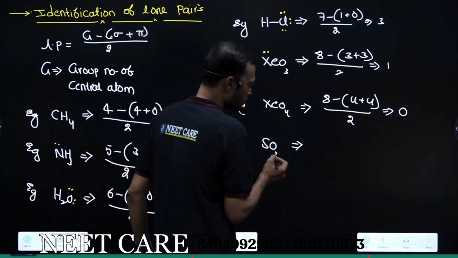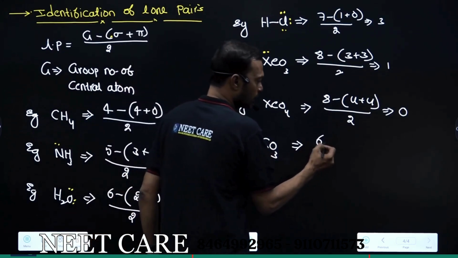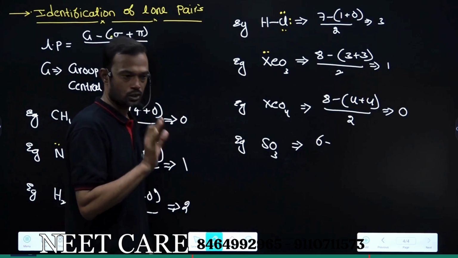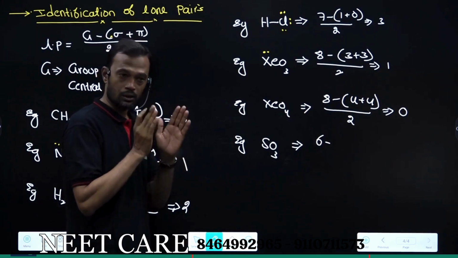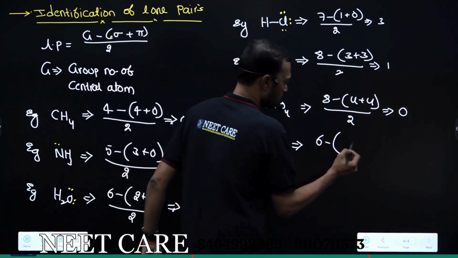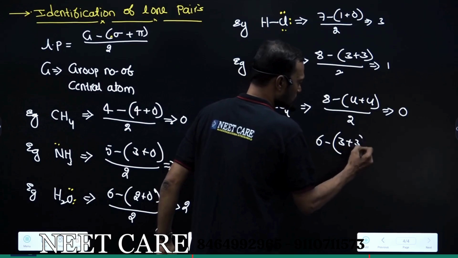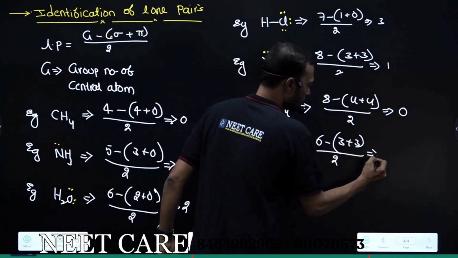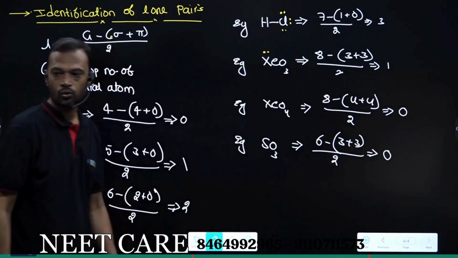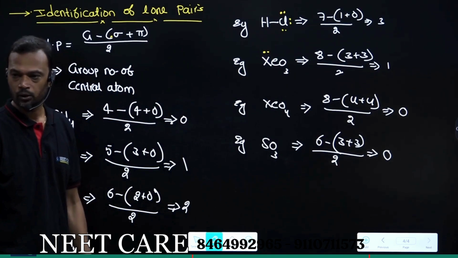Sulfur belongs to which group? 6th group element. Write down this. If you don't know this one, you will face more problems. So try to practice the corresponding group number. Group number is most important. Then how many sigma bonds are present? 3 sigma bonds, 3 pi bonds, divide by 2. 6 minus 6, how much? 0. No lone pair. Sulfur trioxide carries no lone pair. Is it clear?